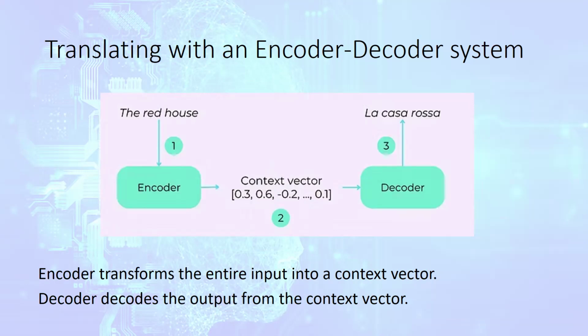For example, we have a sentence in English, the red house. So the encoder uses this transformer architecture. It extracts a context vector for this sentence, not for a particular token. In this slide, we have a vector for the whole sentence. It's fed into the decoder, which is trained to reproduce the Italian phrase from the deep inner meaning. So it translates the red house into La Casa Rossa, into the Italian language. So again, the encoder transforms the entire input into a context vector, and the decoder decodes the output from the context vector.